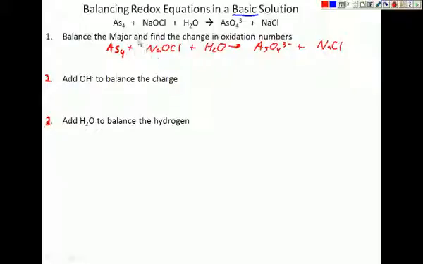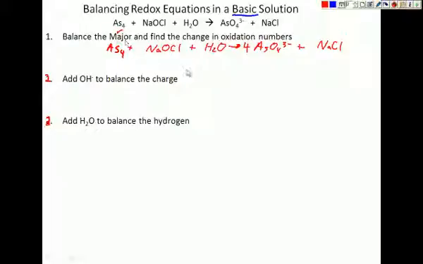So what we're going to do is balance the majors. We see Na is a major here, and Cl is a major. There's 1 on this side, 1 on this side, and 1 and 1. So NaCl is already balanced. Oxygen and hydrogen are not majors, so we don't have to worry about balancing them. Now As. We have 1 on this side and we have 4 on this side, so we're going to times this side by 4. Okay, so the majors are now balanced.